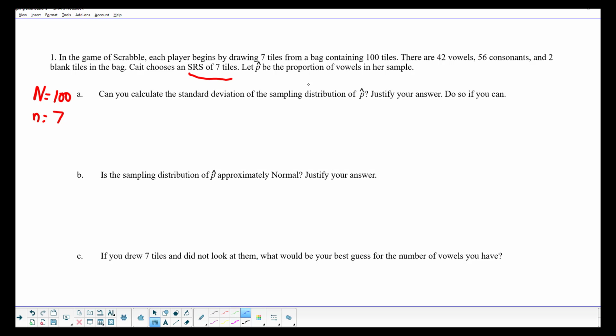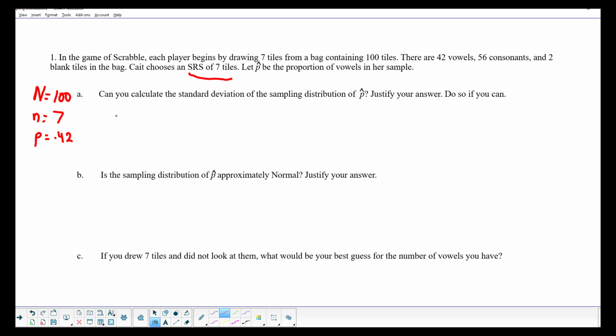So from there, we can see, well, what proportion are we interested in? Do we have a p or a p hat? Well, we say let p hat be the proportion of vowels in her sample. So what's the total proportion of vowels in the whole bag? Well, that's 42 out of 100, or 0.42, okay? Which means my probability of failure, not getting a vowel, would be 0.58. So, part A for this, can you calculate the standard deviation of the sampling distribution of p hat?